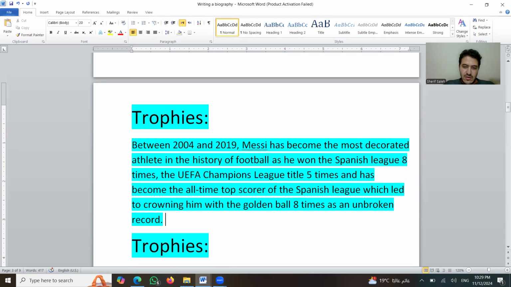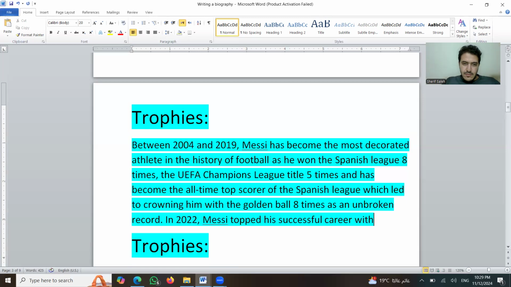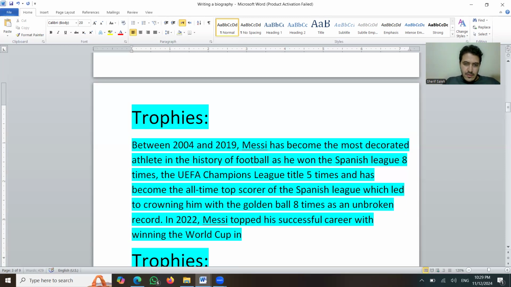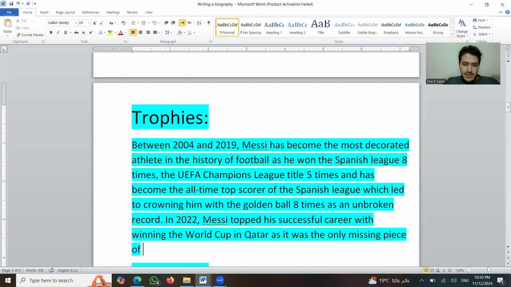We can also speak about winning the World Cup. So also in 2022, Messi topped his successful career with winning the World Cup in Qatar, as it was the only missing piece of his crown.